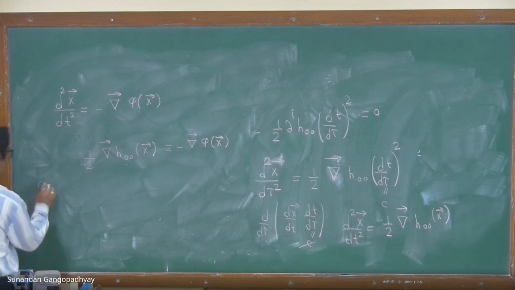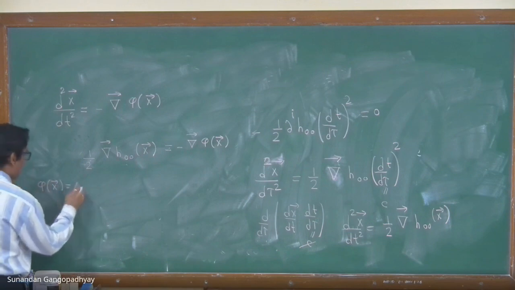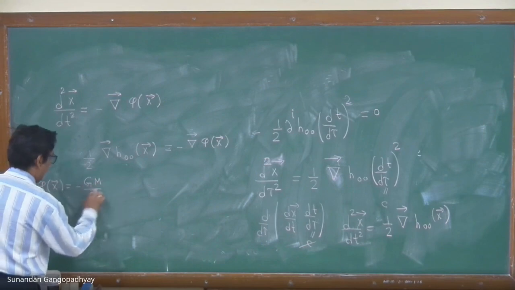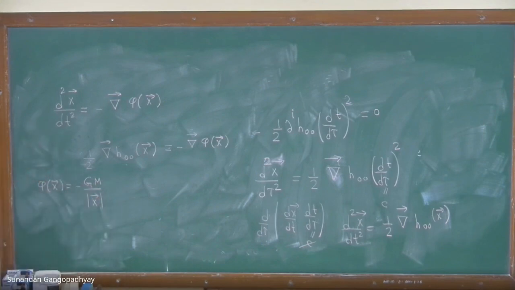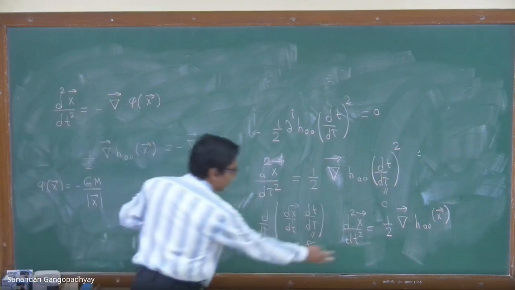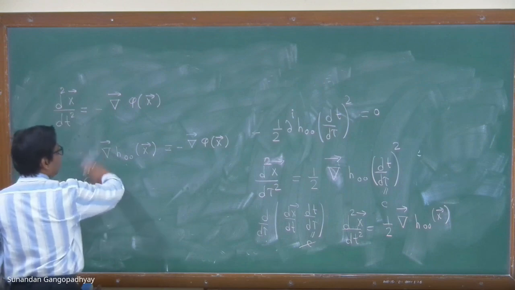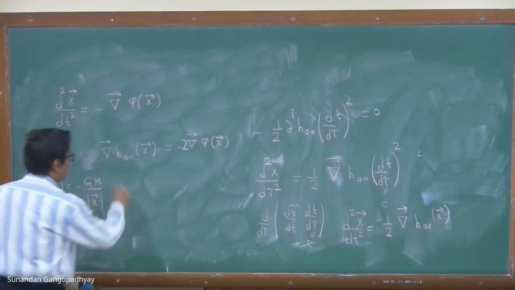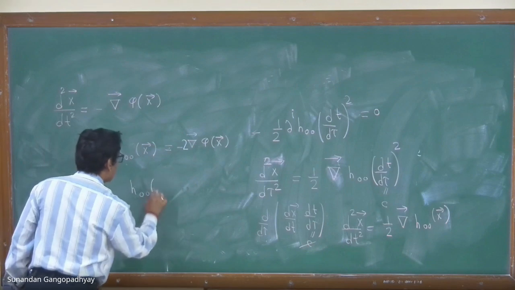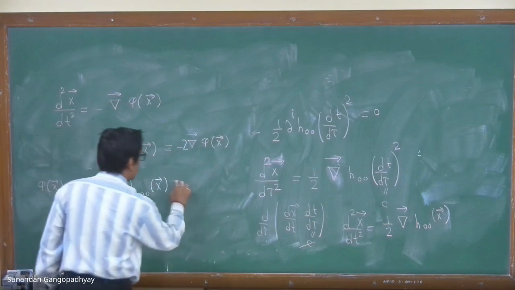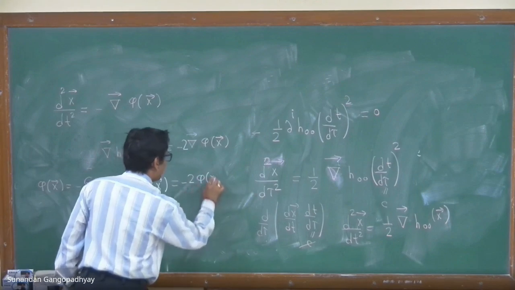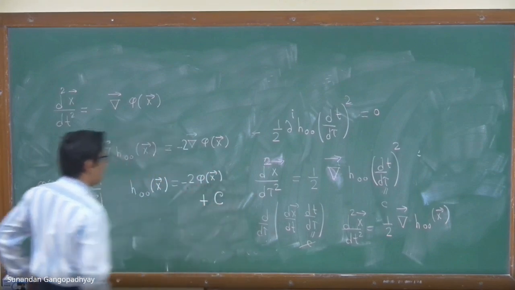where phi of x is the gravitational potential. So we get this equation by comparing the right hand sides. And take that 2 to the other side. Therefore, now if you integrate, we get h00 of the x vector equal to minus 2 phi of the x vector plus some constant of integration.